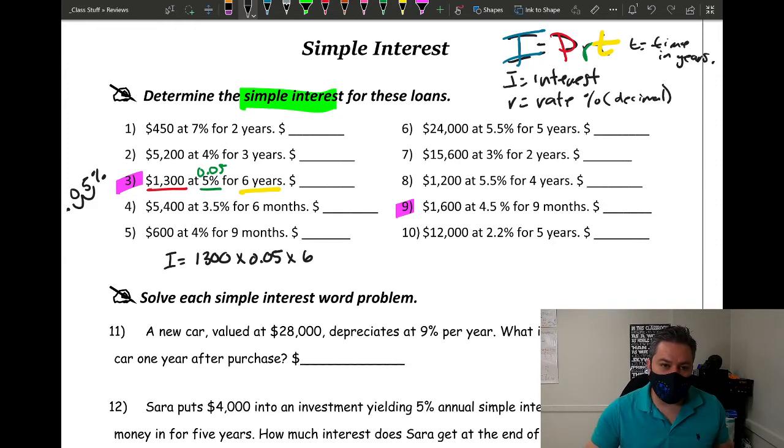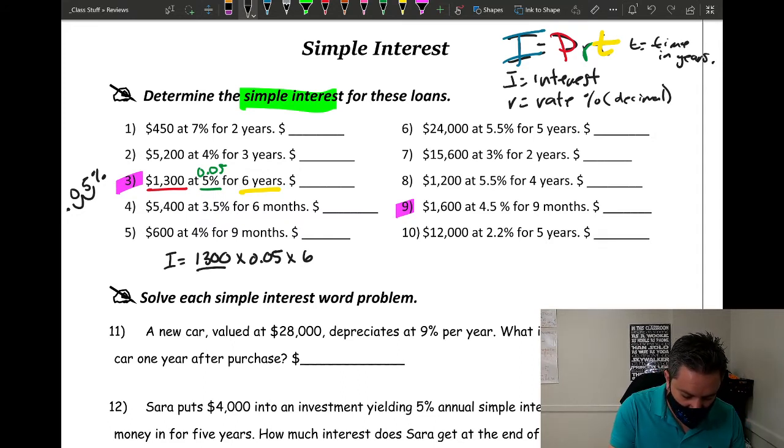And I usually like to multiply the whole numbers together and then multiply by the decimal. And that's exactly what I'm going to do. So for example, I have 1,300 times 6. That's going to give me 7,800. And then I'm going to multiply that times 0.05. And that's going to give me $390.